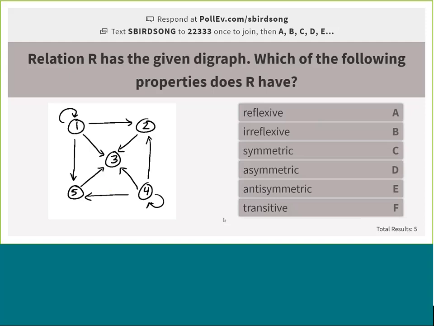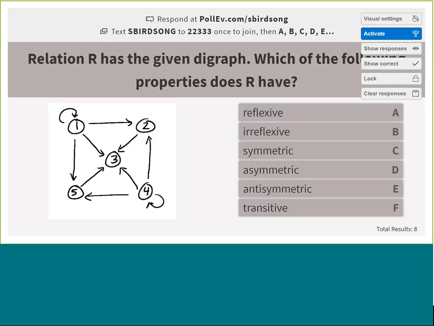I'll give you guys a little bit of time to make those guesses, and then we'll get back together. What's going on here with our answers?